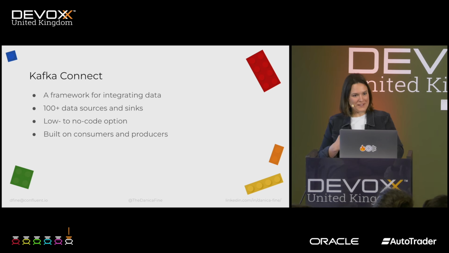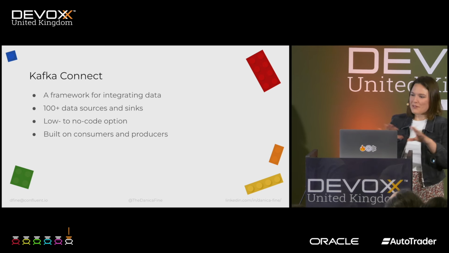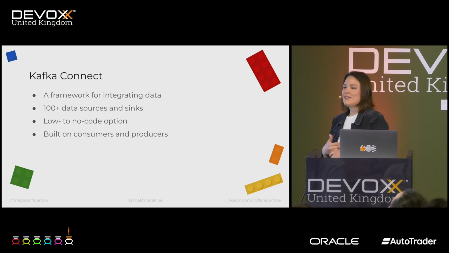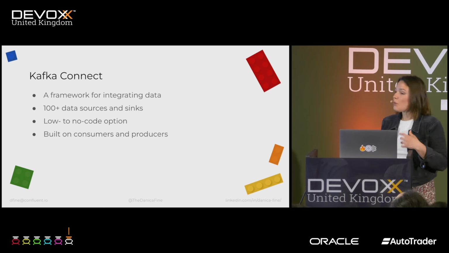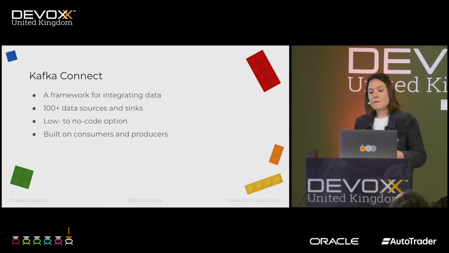So very, very rarely do people get the opportunity to start from scratch and just implement Kafka. So Kafka Connect is here to help you integrate with other systems that are inevitably going to exist in your architecture. Okay, so Kafka Connect is a way to connect Kafka with external data sources and sinks.